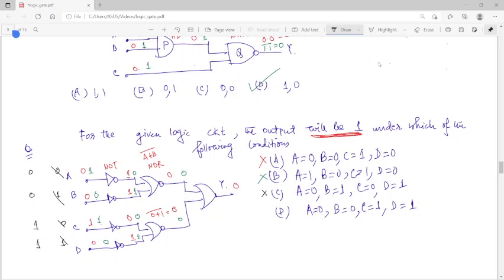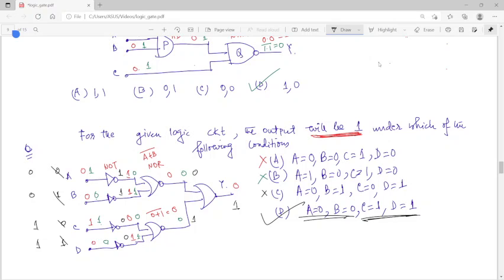So 0 gives 1, that gives 1, that gives 0, that gives 0, 1 1 1 bar gives 0, and 0 0 third bar gives 1. So the output is 1. So option D is correct, because if you see the options, you can also recognize that the output is correct, right?